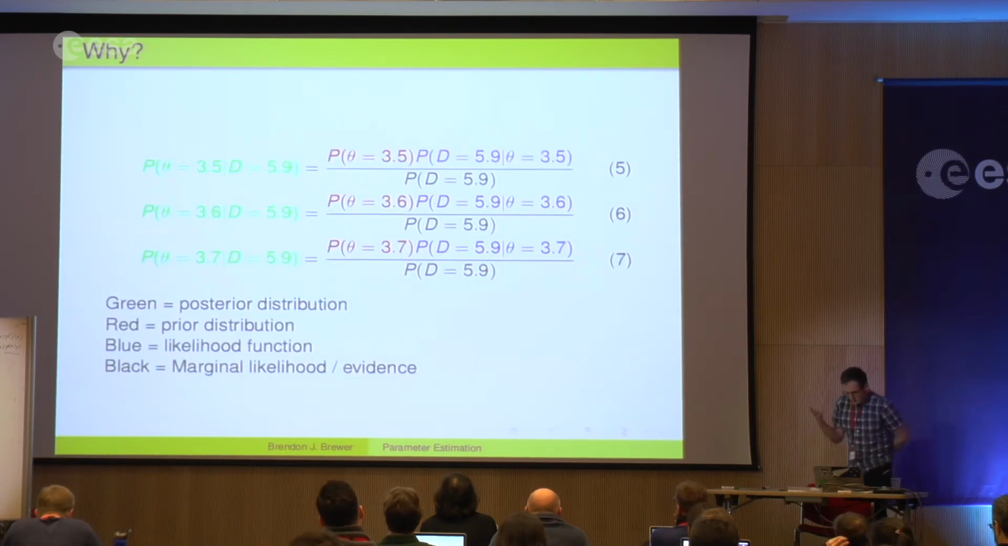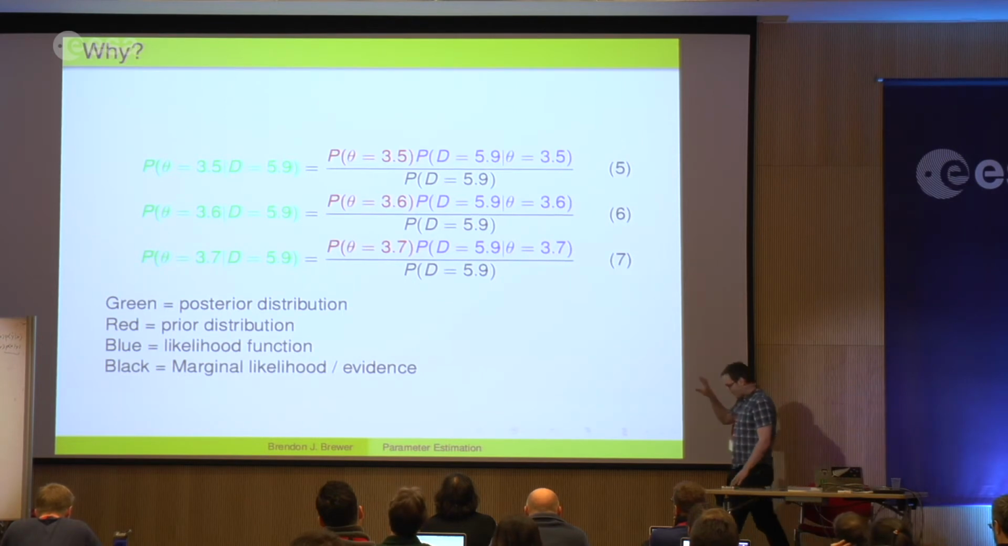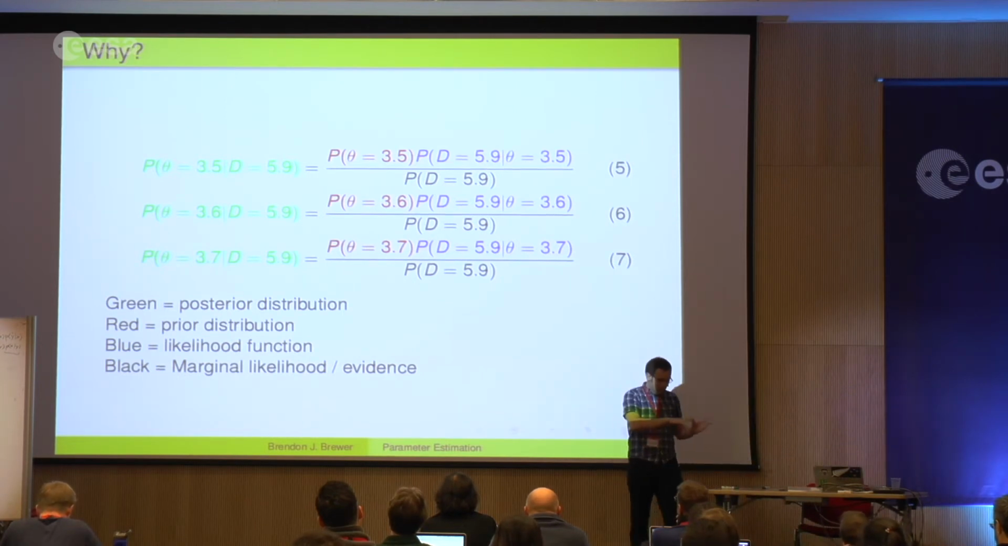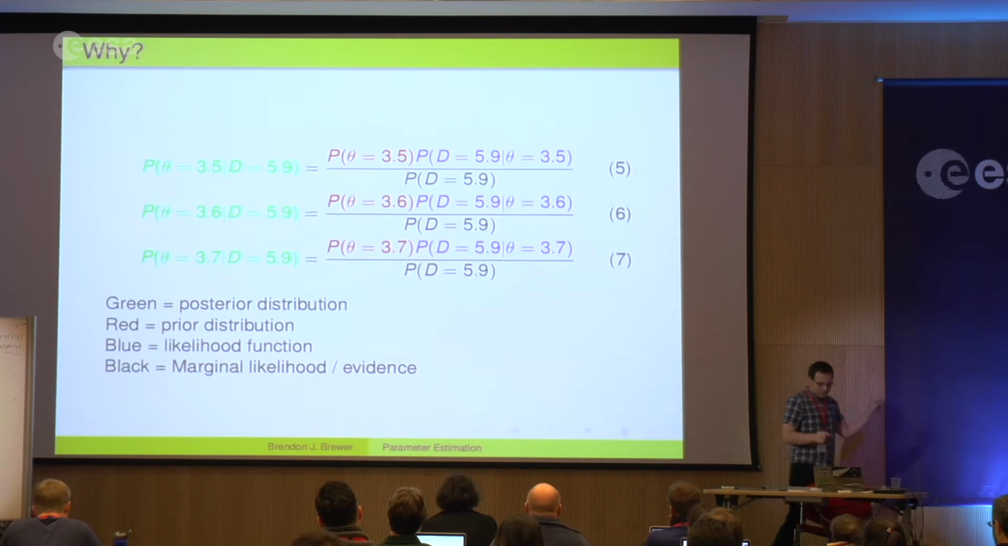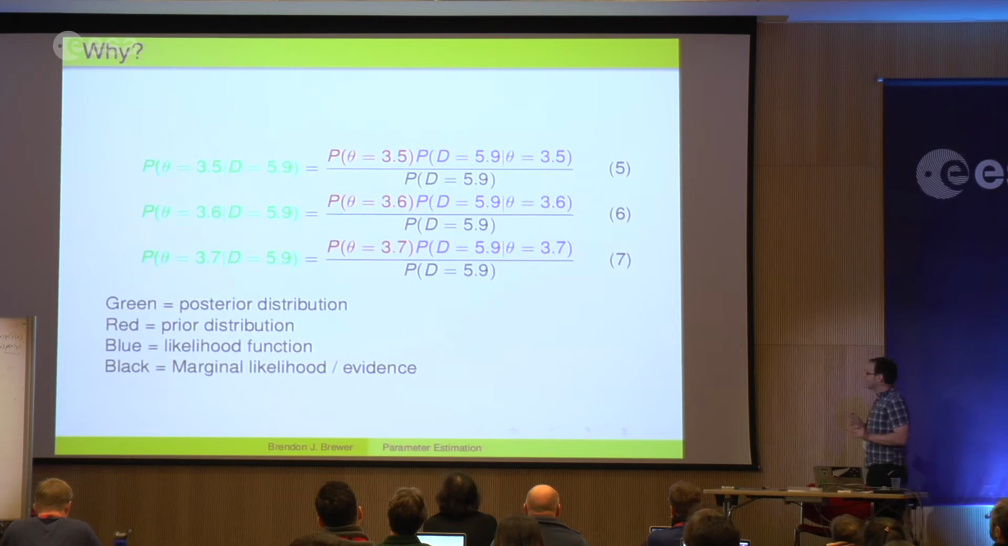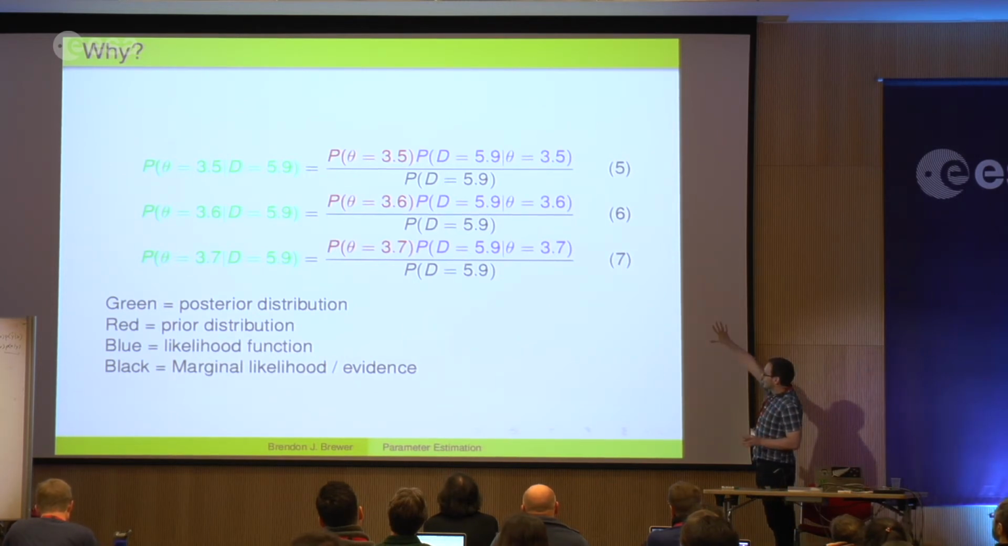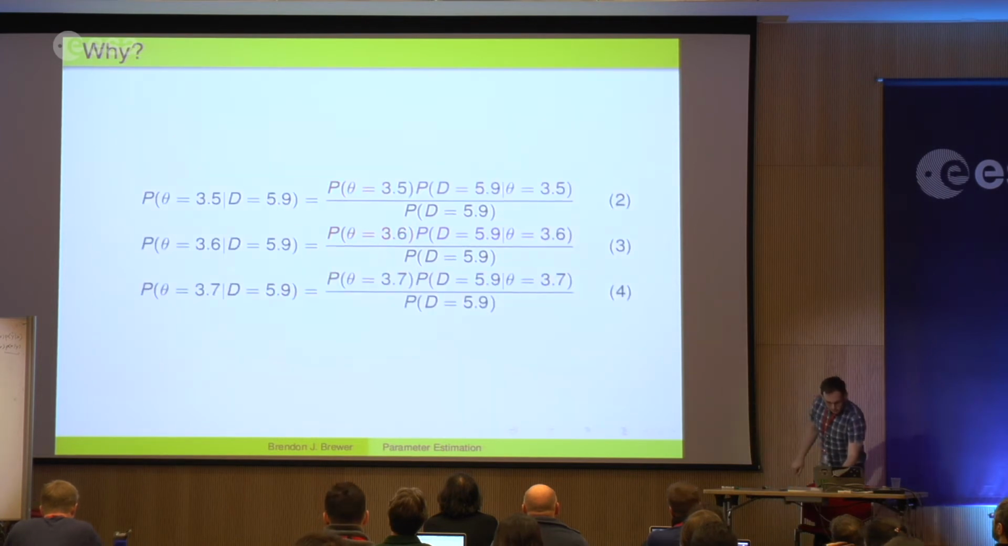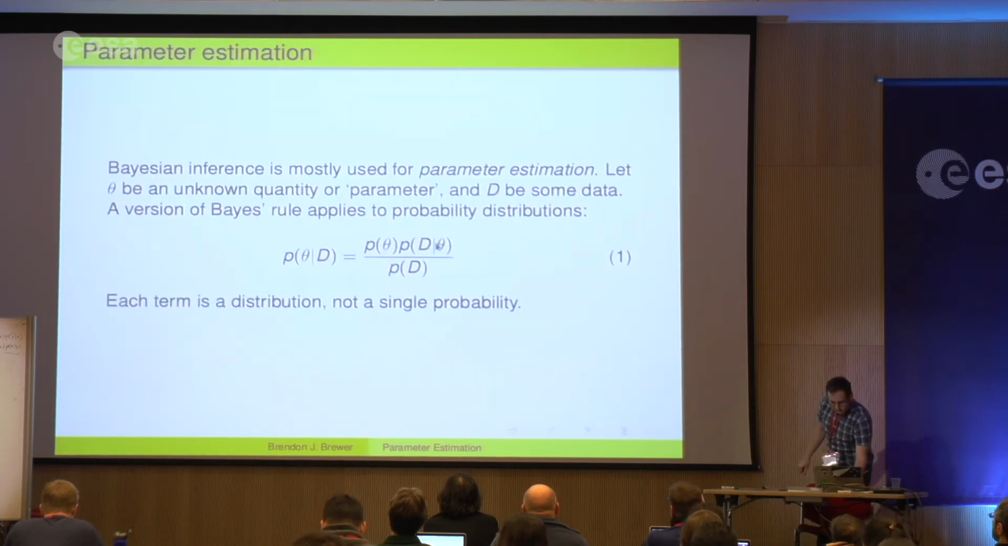And it actually is, you can think of this as being all within that other version of Bayes' theorem, the one where each term is a distribution instead of a probability. And I've highlighted in different colors what the different parts of those equations are in relation to this version of Bayes' rule.